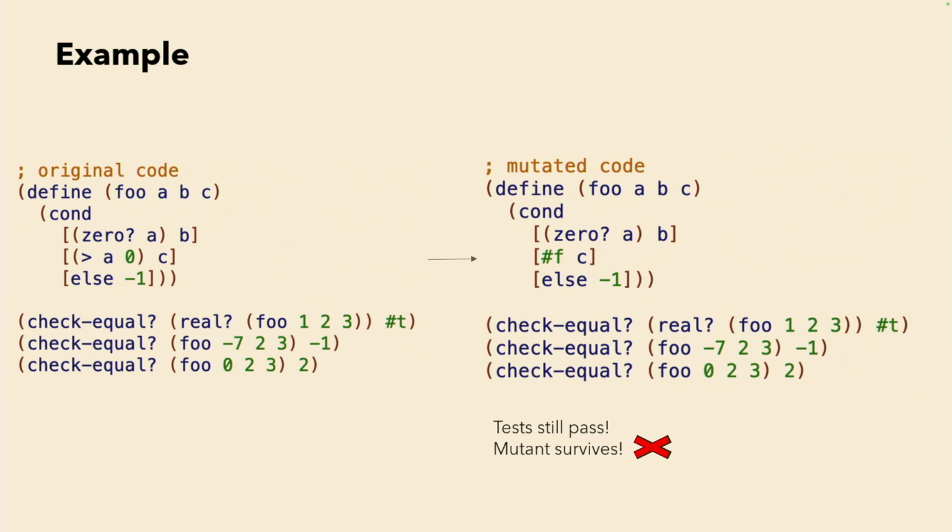Although you might notice that the first test case just doesn't really check for the functionality of the code. It just checks if it returns a real number, which is the whole point of mutation testing. It allows you to see if your test cases are actually testing the functionality of your code rather than just hitting some coverage metric.